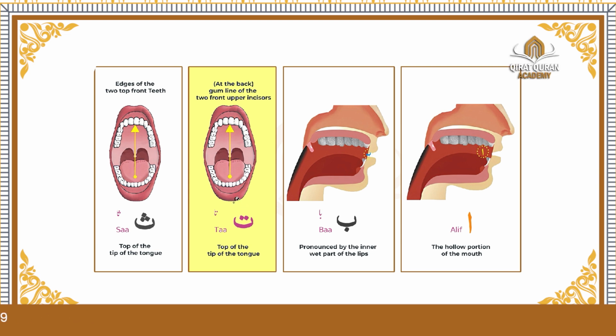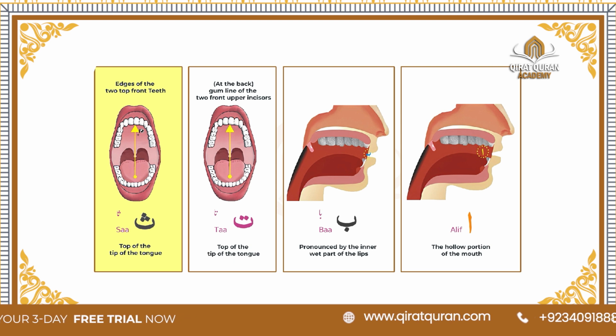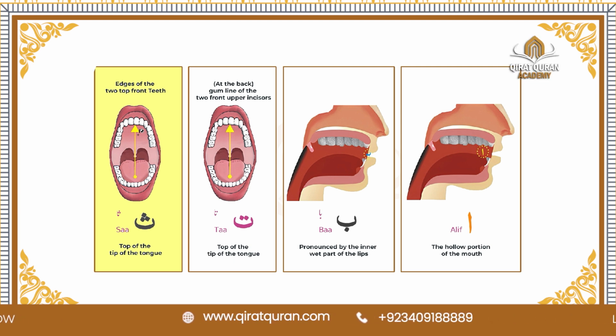And then we read about Sa, that's similar to Ta, just a little difference here. We have to use the tip of the tongue, but this time we will not put the tip of the tongue on the gums of the upper incisors. Instead, we will put the tip on the edge of the front teeth. Okay, the top two teeth, we will put the tip of the tongue on the edge of the front teeth. Okay, so that's how we have to pronounce Sa.